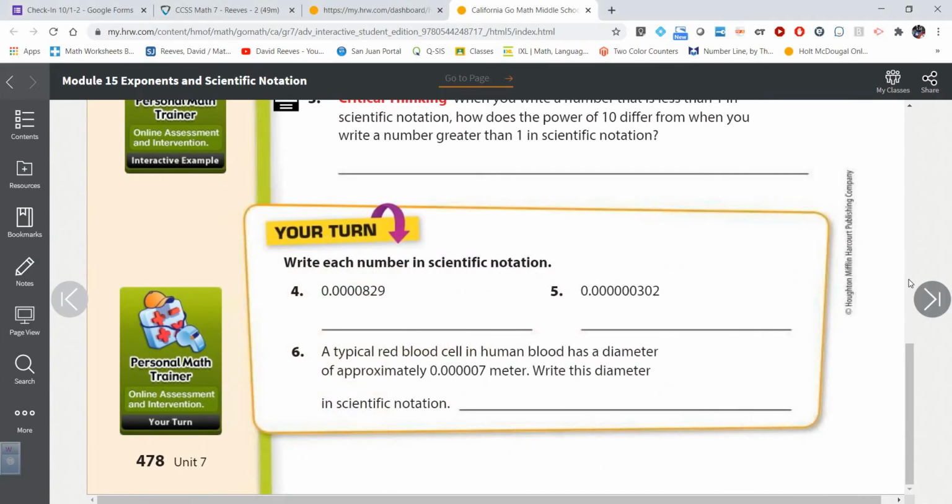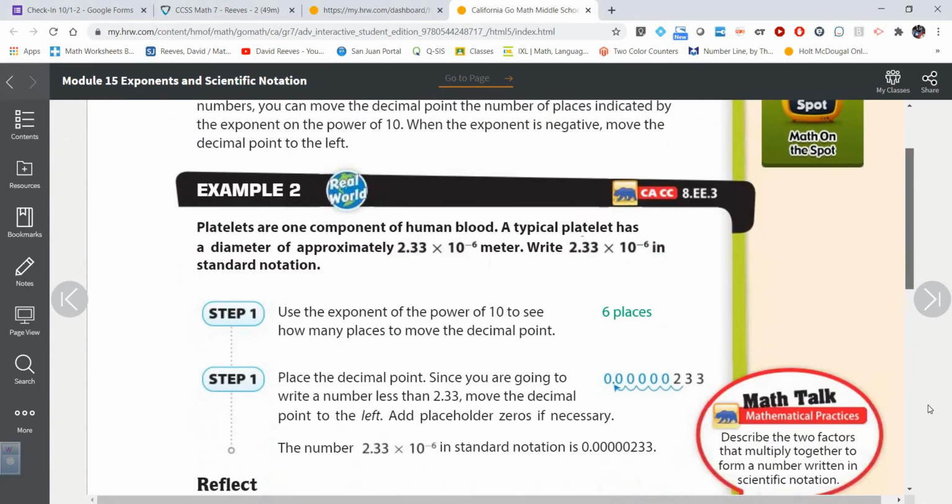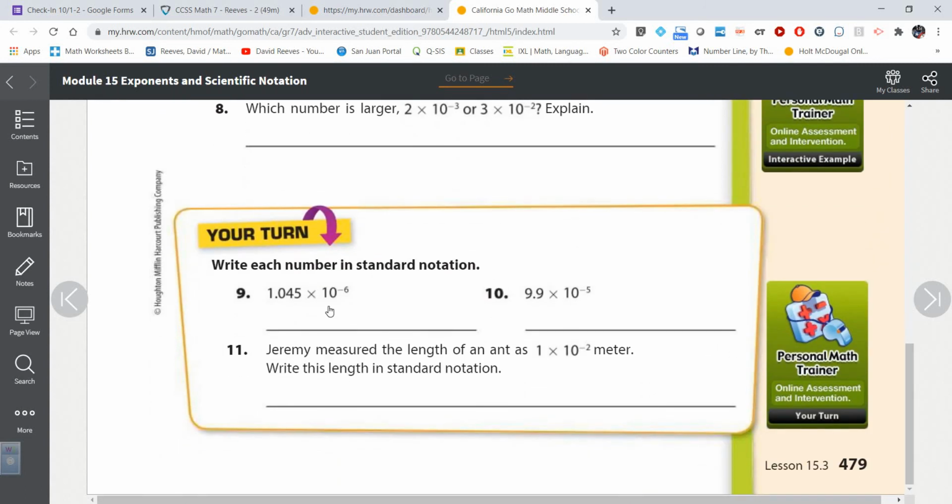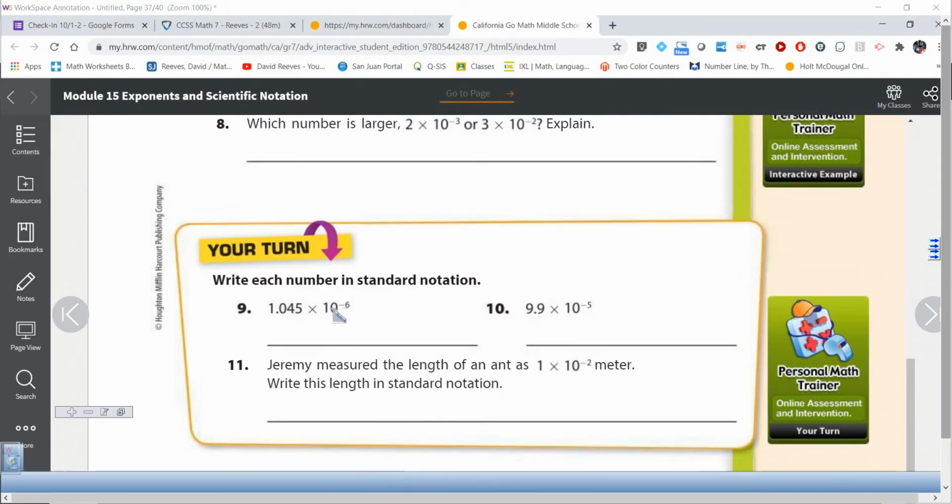And of course, we need to be able to go the other way as well. Given a number in scientific notation, we need to know how to change it back. Okay, so this is where you got to be really careful. First of all, think. Exponent is negative. What kind of number should I get? I should get a small number. I know I need to move the decimal 6 times, so I'm going to write 1.045.